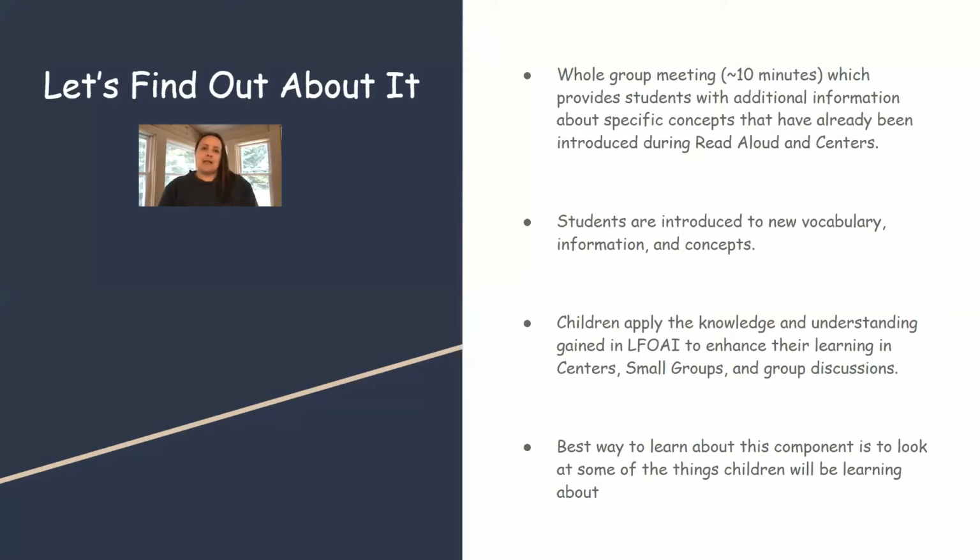Through this, they are introduced to new vocabulary, information, and concepts, and then they can apply the knowledge and understanding that they gain during this time to enhance their learning the following day and the following days after in centers, in small groups, and in their group discussions. Honestly, the best way to learn about this component is to just look at some of the things the children will be learning. So we'll take a look at that through each unit.